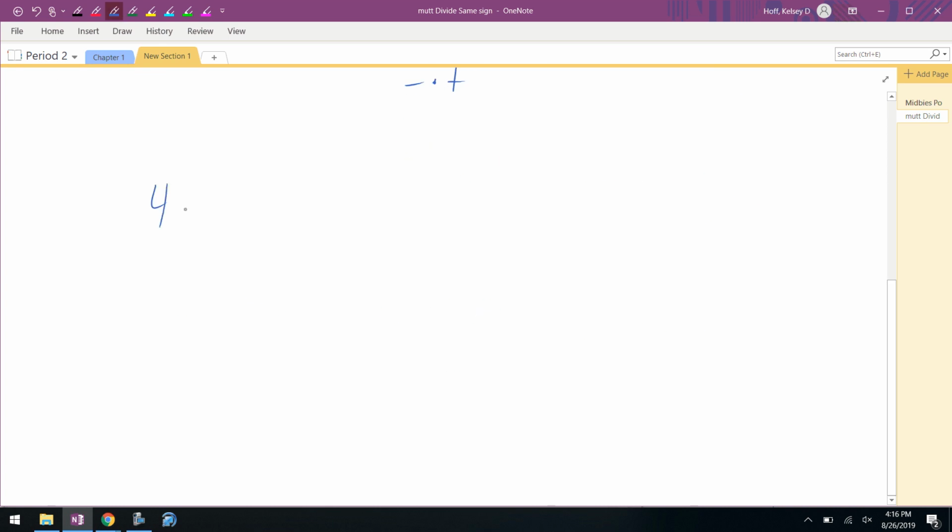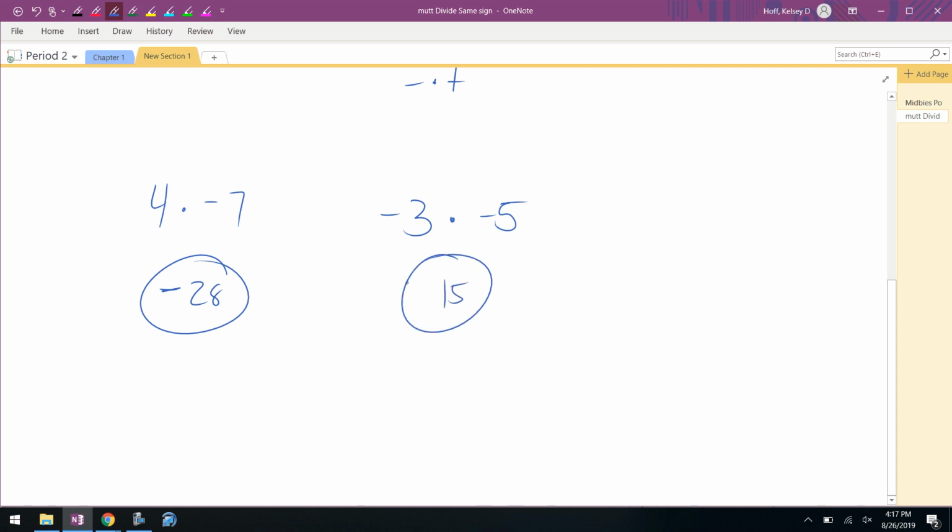So 4 times negative 7. Opposite signs, my answer is going to be negative. 4 times 7 is 28. Negative 3 times negative 5. A negative times a negative is going to make a positive because they're the same. 3 times 5 is 15.